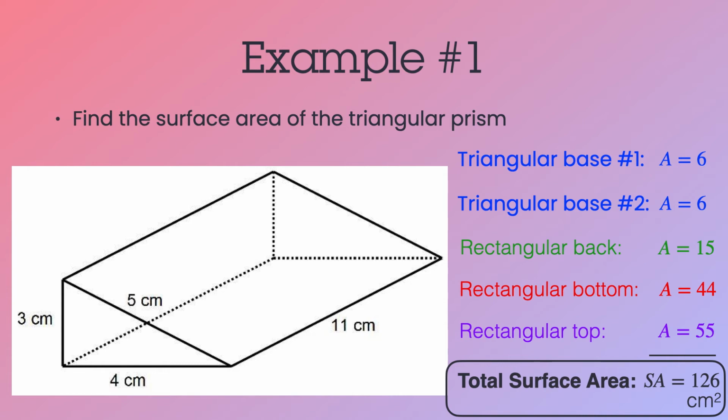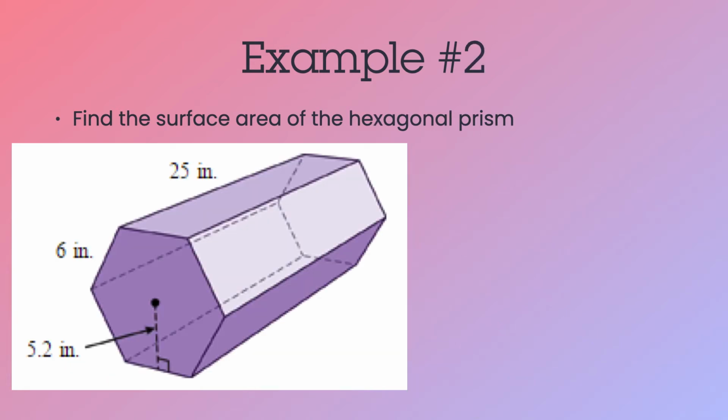Pretty simple, huh? Now, of course, if your area calculations on each of those faces get more complicated, the overall problem gets more complicated. So let's look at one that's a little more complicated. Example 2. We're going to find the surface area of this hexagonal prism.